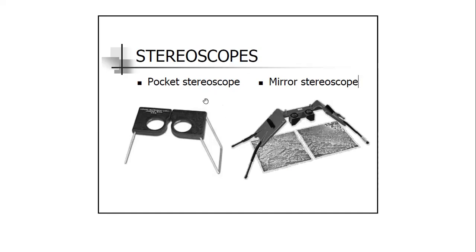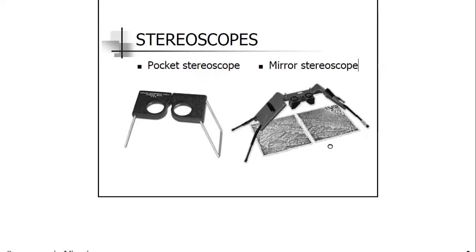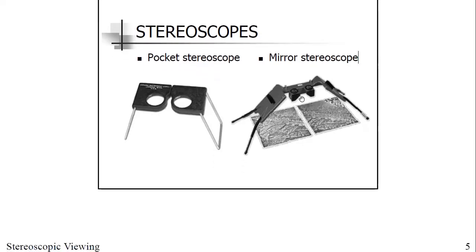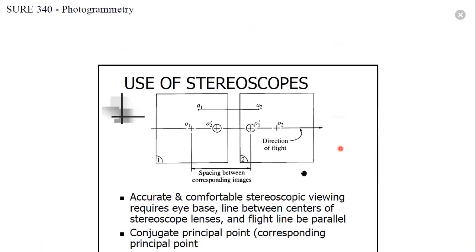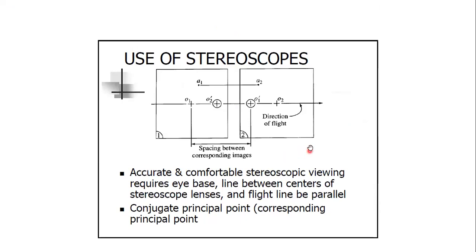So pocket stereoscopes are there. They can be folded. You can have the mirror stereoscopes, which have mirrors arranged in 45-degree angles. Is that okay? That allow you to also look through a pair of binoculars. They contain some lenses as well so that we can even magnify and see the image better. So the use of stereoscopes is what we are looking at here.